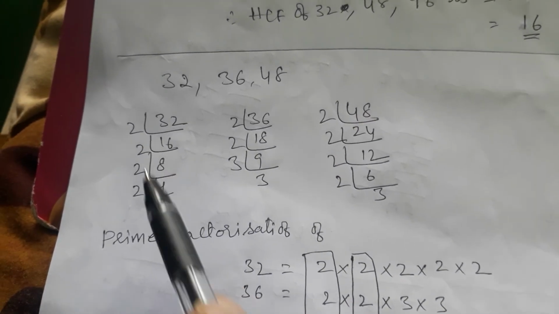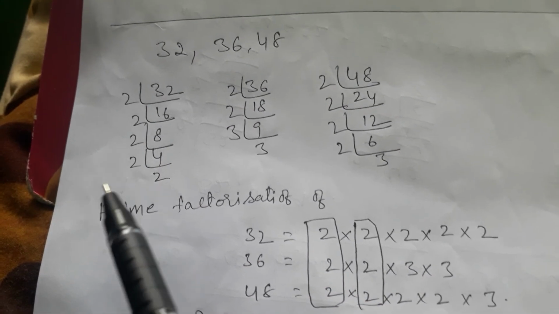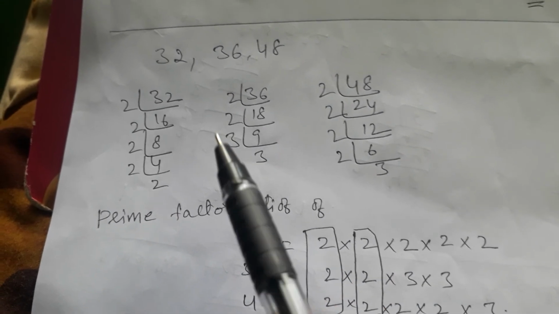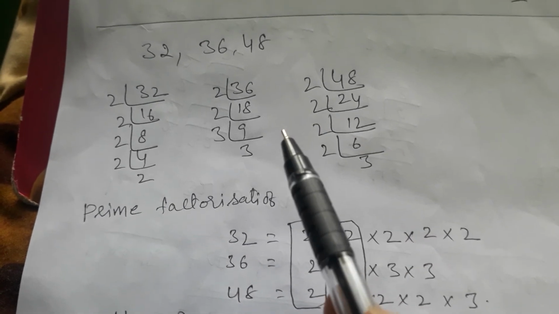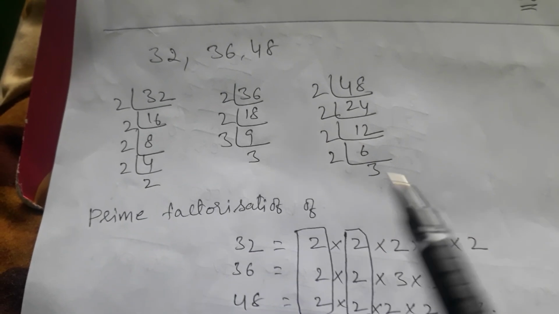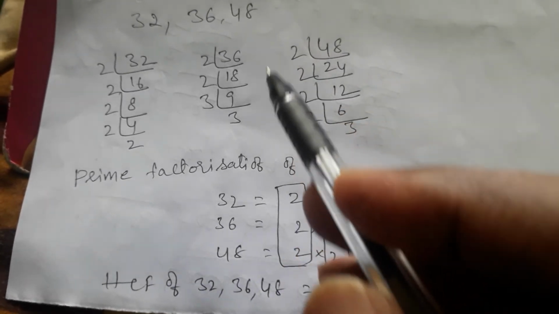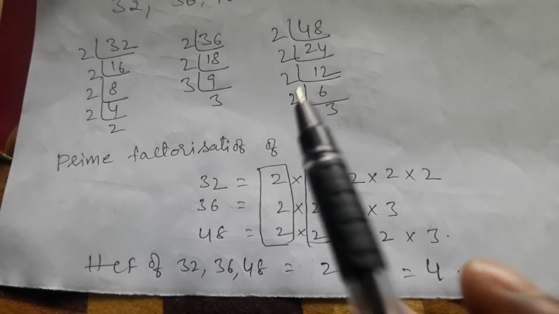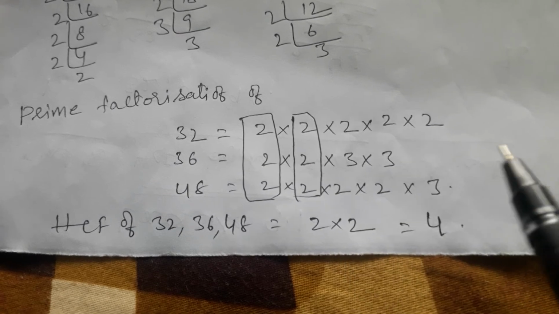So now write the multiples of all the outside numbers. This 32 write as 2 into 2 into 2 into 2 into 2, five times. And 36 write as 2 into 2 into 3 into 3. Now 48 write as 2 into 2 into 2 into 2 into 3. So like that you write the factors. The outside numbers are all multiplied and written. Those are the factors; they must be in prime numbers. Now the prime factors are written.